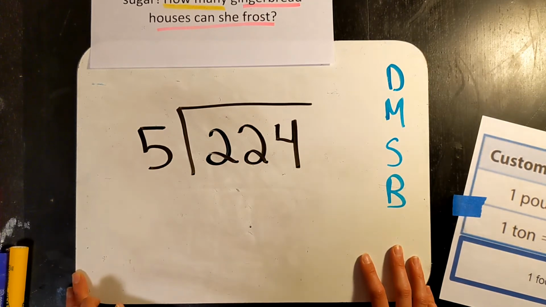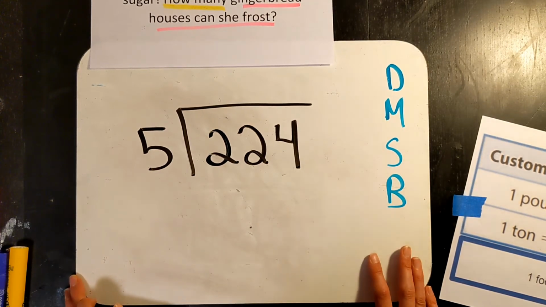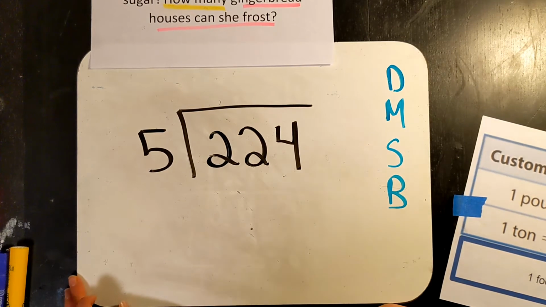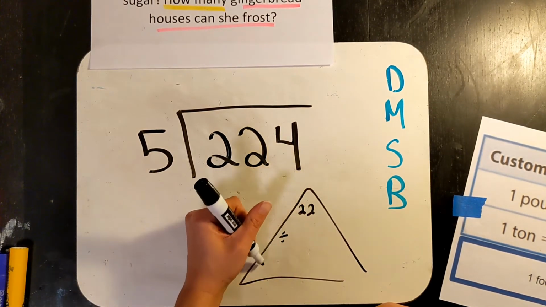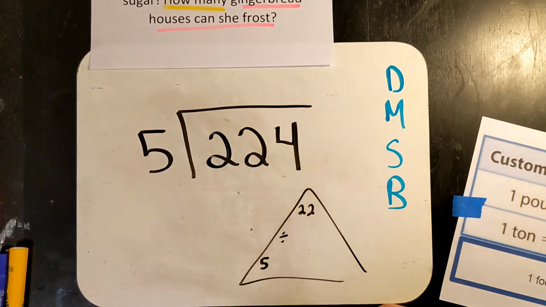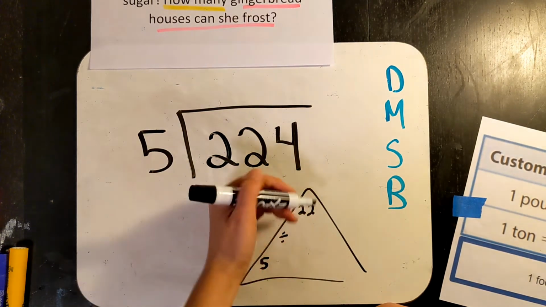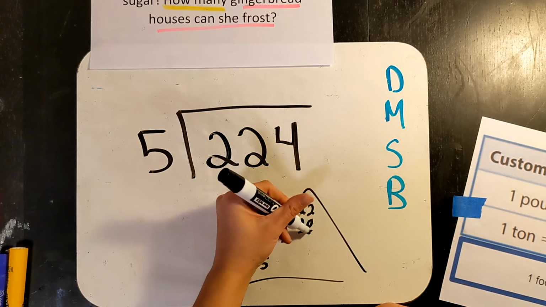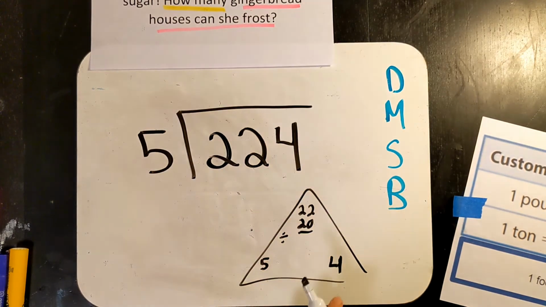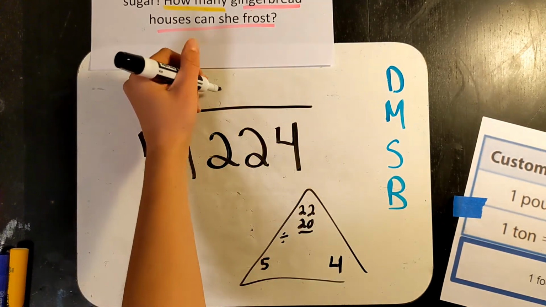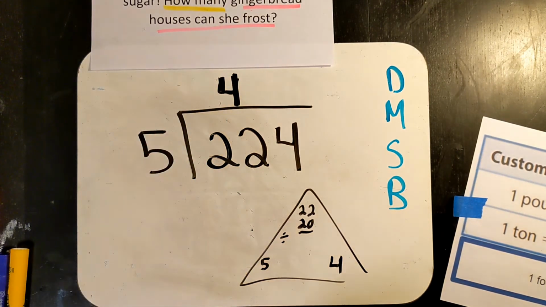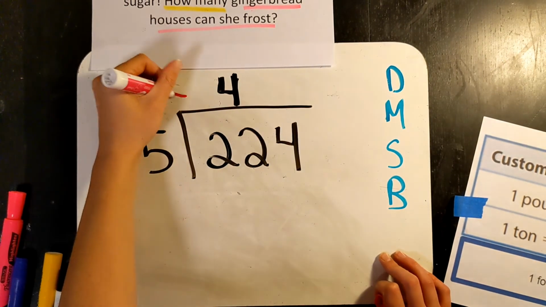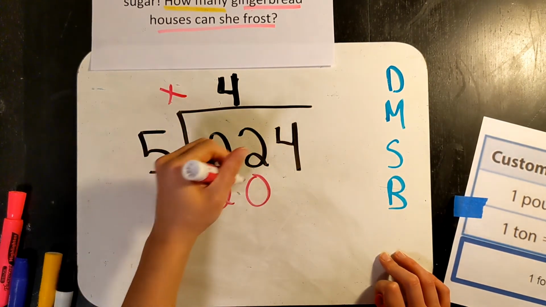So let's do it step by step. What is 22 divided by 5? 5 times what will get you close to 22? Something. 5 times something will get you to 20. What is it? 5 times 4 gets you to 20. Put that 4 right above the 22. Okay? All right, what is our next step? Next step is to do 4 times 5 equals 20. Great job.